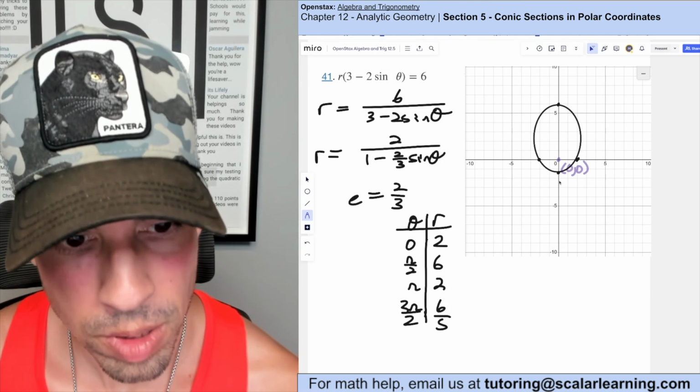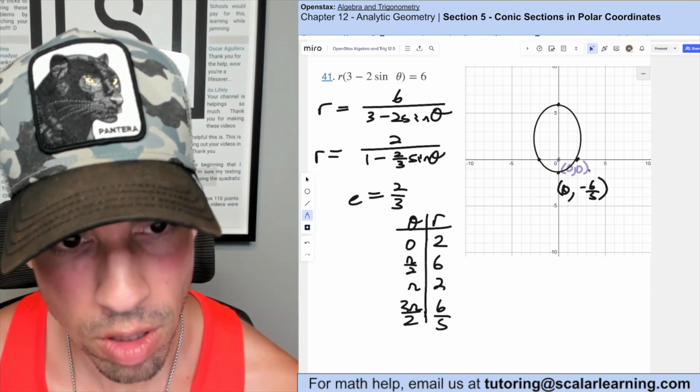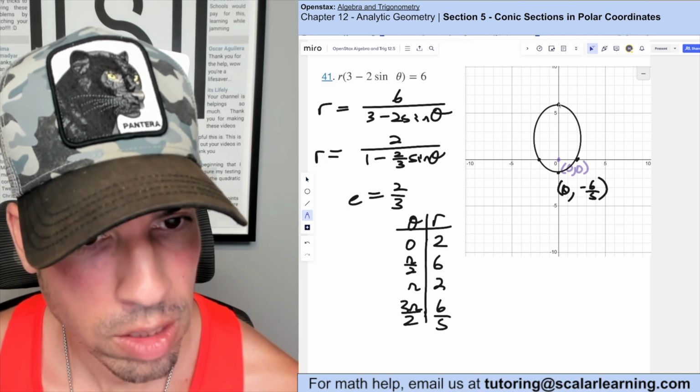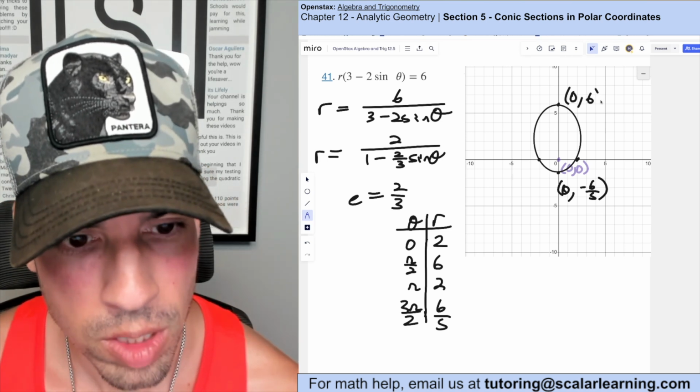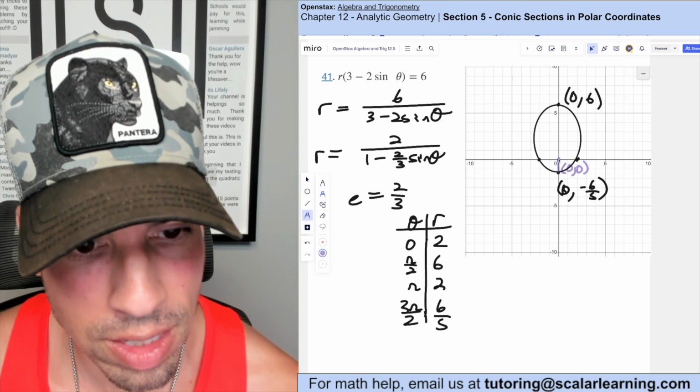So there's our ellipse. Here's one of the vertices at 0, -6/5. Our other vertice or vertex is right here at 0, comma 6. And now we need our last foci. So I see here this foci is 6/5 above.